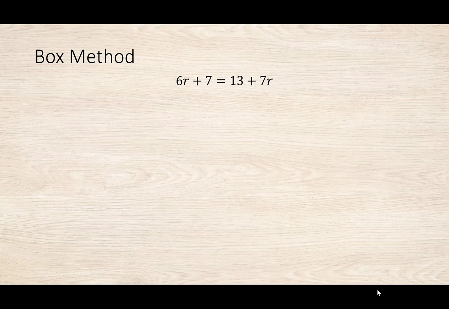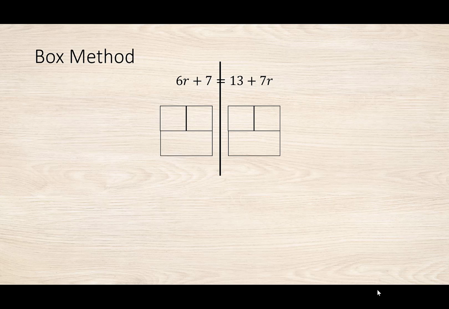6r plus 7 equals 13 plus 7r. So the way that the box method is going to work is that we're first going to have to do our setup. So we're going to draw a line down our equal sign that separates the two halves of our problem. All right, we have the left side and we have the right side. And one of those sides is very specifically going to be variables, and one of them is very specifically going to be your constants. And it doesn't matter which one you make which, it's completely your choice.